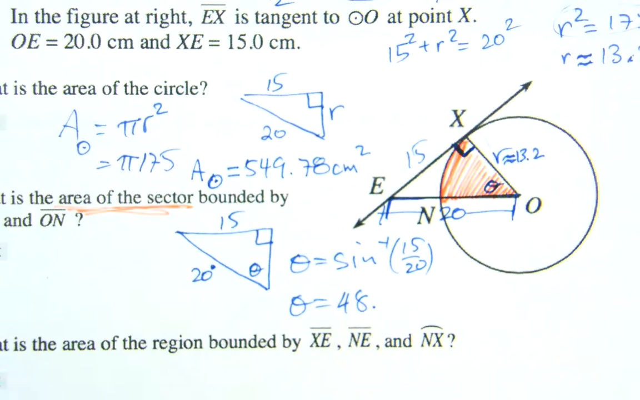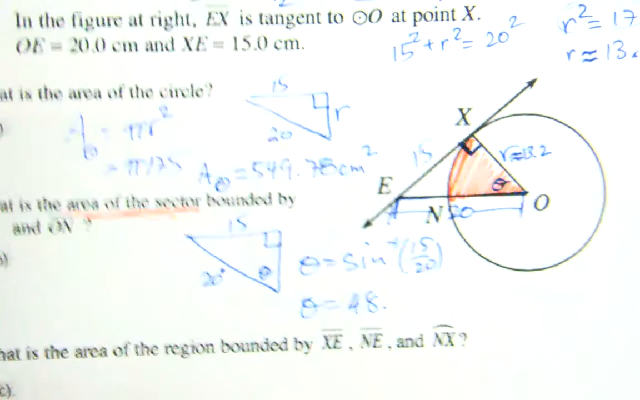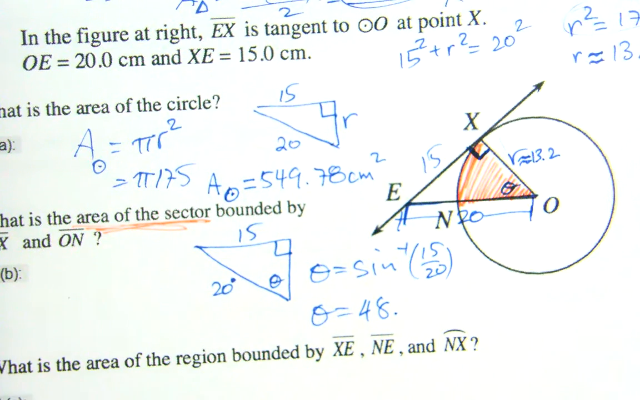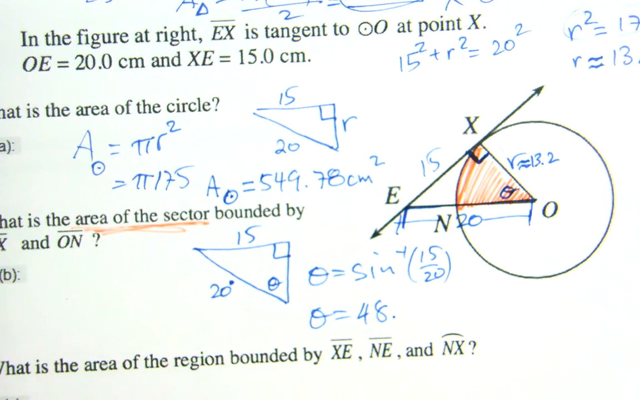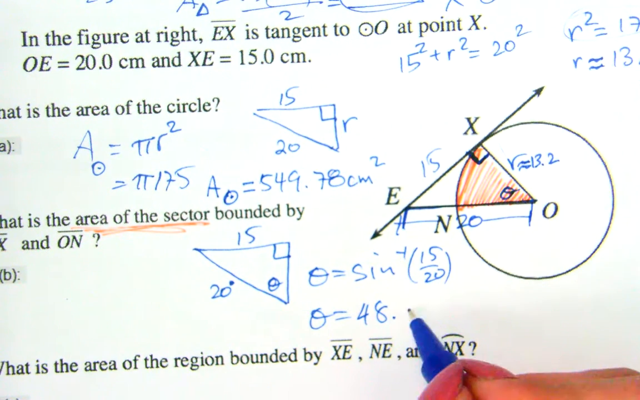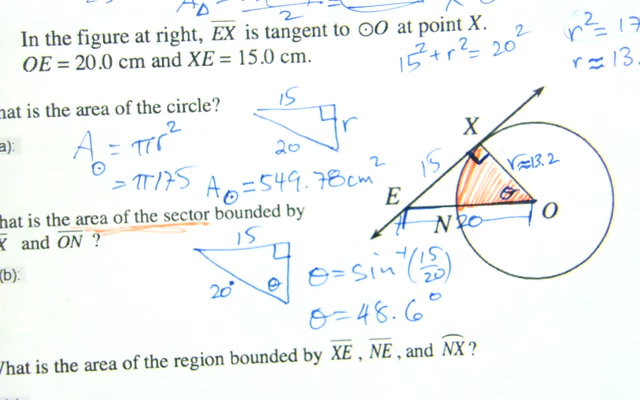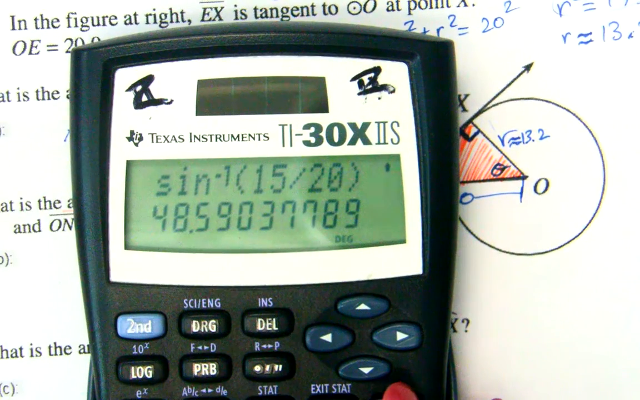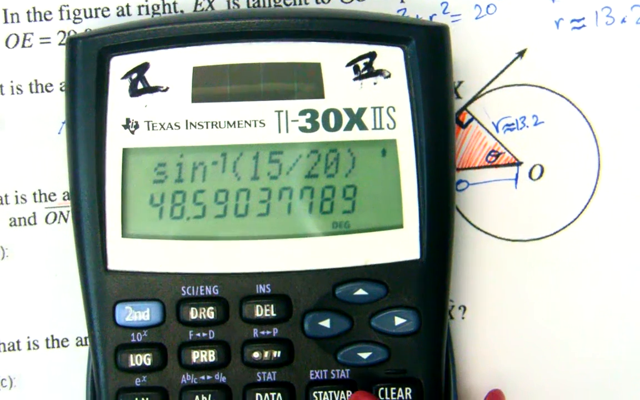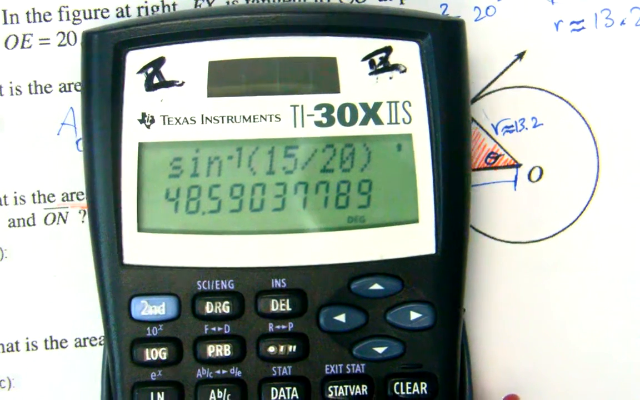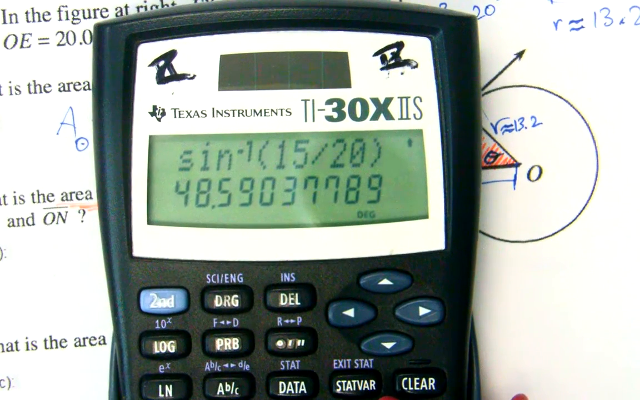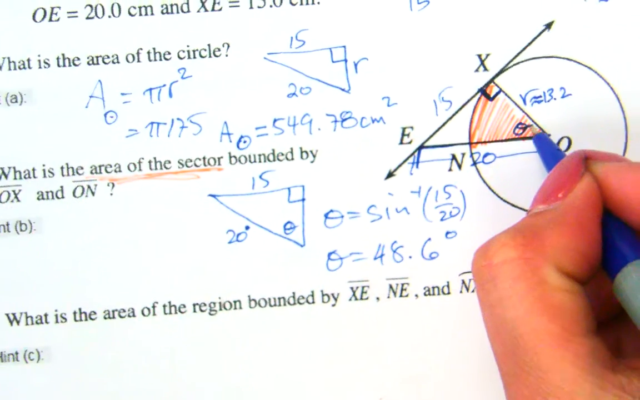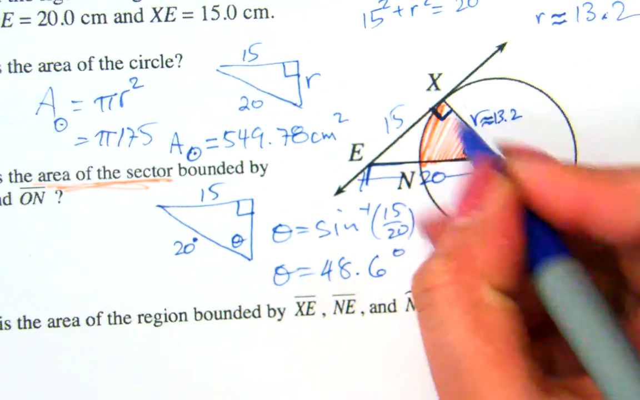Let me see, inverse sine of 15 divided by 20 should be 48.6 degrees. If you didn't get 48.6 degrees, it should look like this on the calculator. If you did inverse sine of 15 and then divided by 20, that'll probably mess things up. So it should be 48.6 degrees, somewhere around there. Okay, so that's this angle, which means we can actually do the area of the sector.